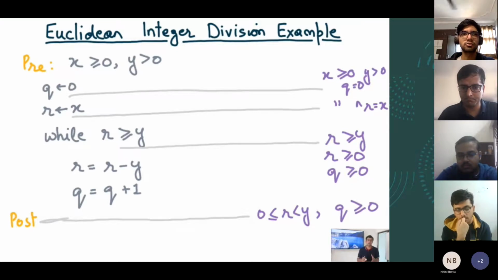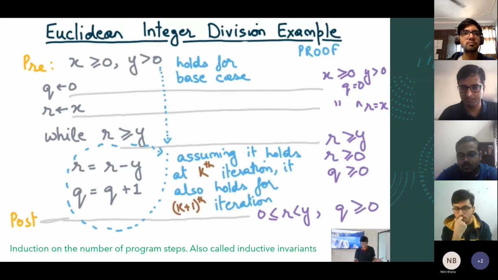This assertion also holds, but some assertions may be more useful than others. Here we were proving it by doing induction on the number of program steps. So this is also called an inductive invariant. First we proved it for the base case, and then assuming it held at the kth iteration, we proved it for the k plus 1th iteration.